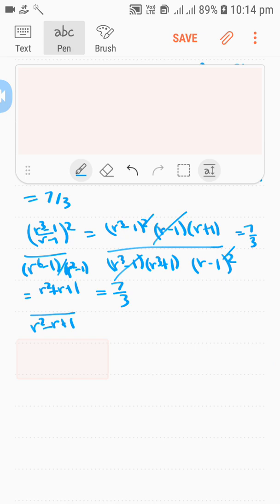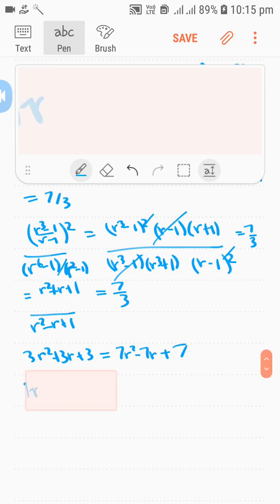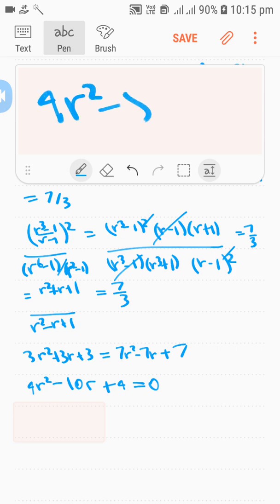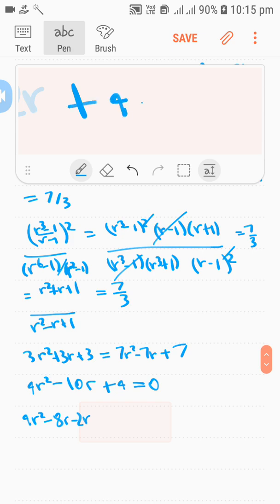Just cross multiply out the equation. So you get 3r squared plus 3r plus 3 is equal to 7r squared minus 7r plus 7. Okay, let's simplify. So we will get 4r squared, and then you have minus 7r minus 3r is just minus 10r, and then plus 4 is equal to 0. Alright, so 4 into 4 is 16, which can be written as 8 into 2, and 8 plus 2 is just 10, so that's nice. 4r squared minus 8r minus 2r plus 4 is equal to 0.